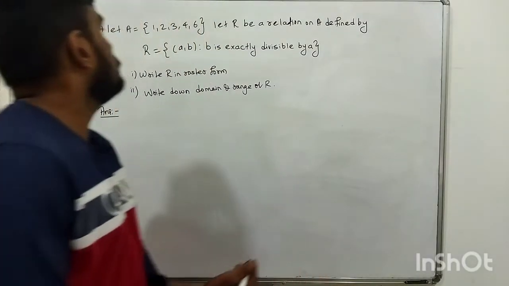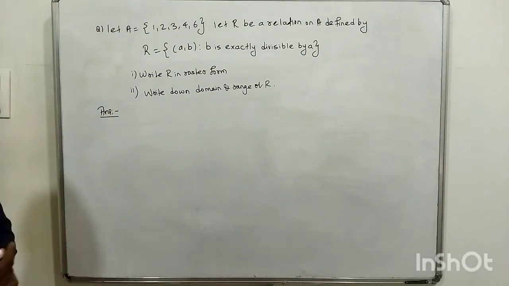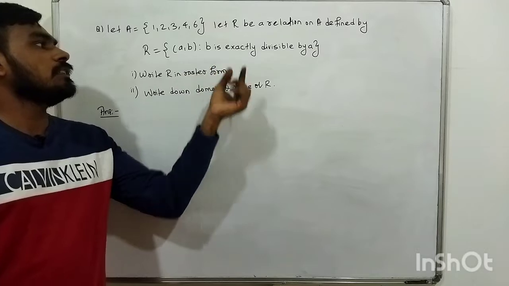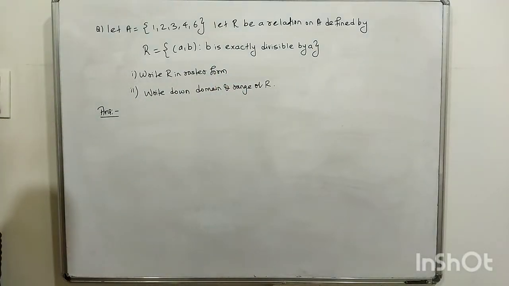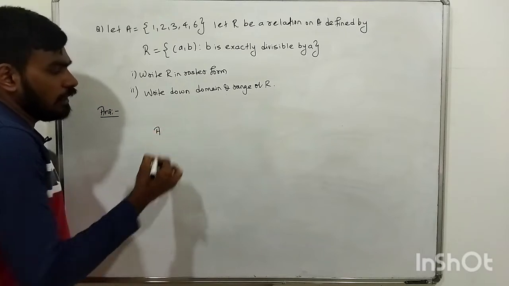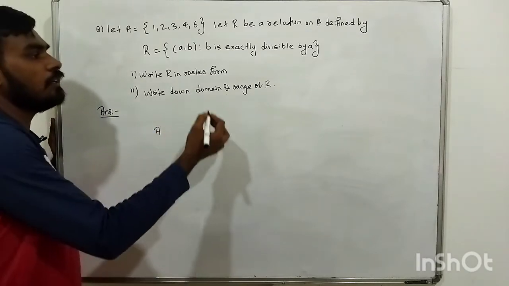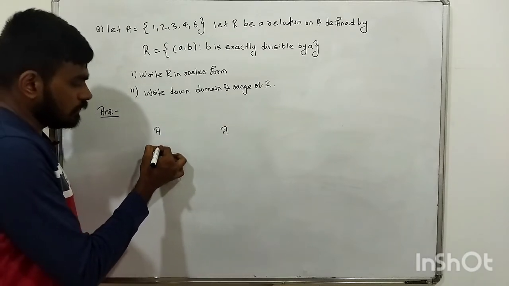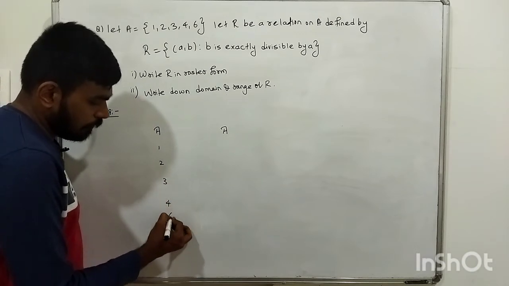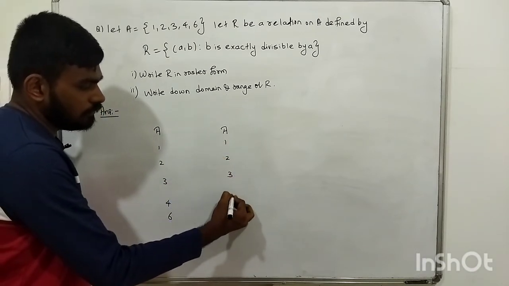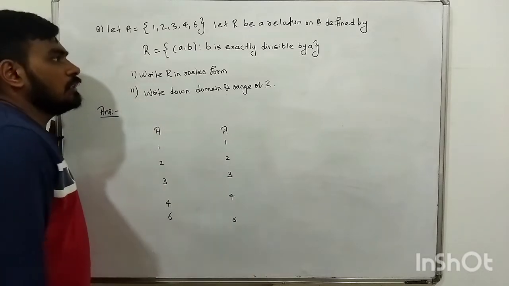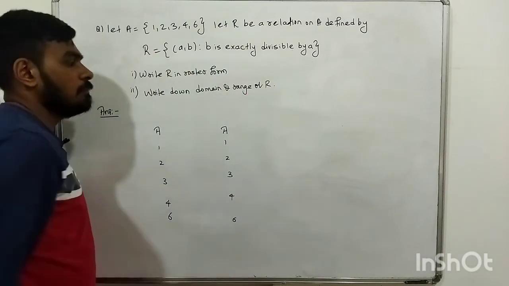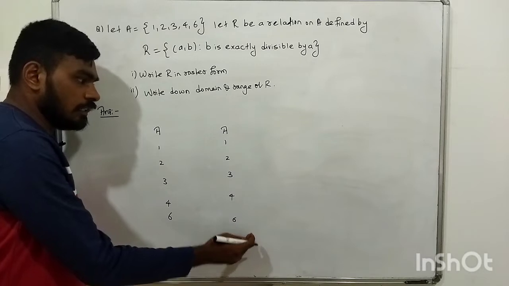So the next problem, you see here, A is equal to 1 2 3 4 6 and R is a relation defined on A by R is equal to A comma B such that B is exactly divisible by A. Let's solve this. Here I'll write A first. Again, this arrow diagram it's not asked because it will be congested. You can see now, 1, 2, 3, 4, 6, and 1, 2, 3, 4, 6. So these are the two sets. Now what is asked? You have to write relation defined by B is exactly divisible by A. Means what? The second element here is exactly divisible by first element.